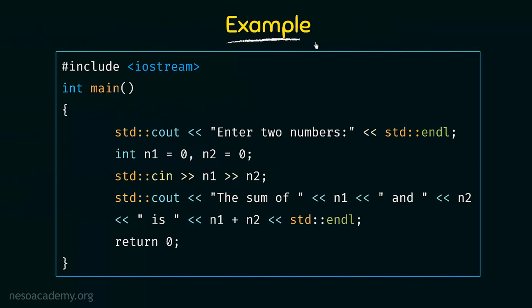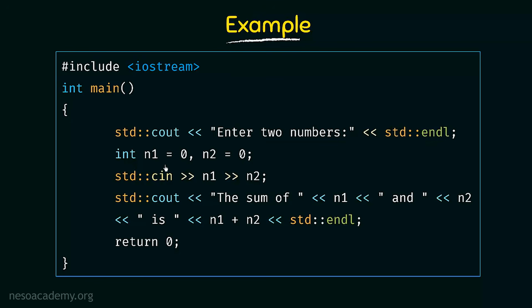Coming to this example, here we have written a complete program, and we see that the first line is include iostream, then int main. Then we see std, then two colons, and then cout, and two angle brackets, and within quotes it is written "Enter 2 numbers", and we close the quotes. Here again we have two angle brackets, and it's written std colon colon endl, and then a semicolon.